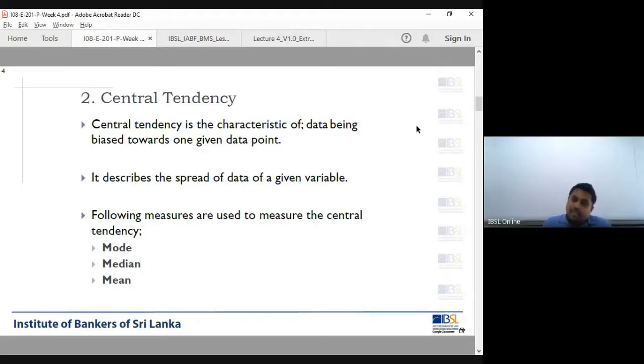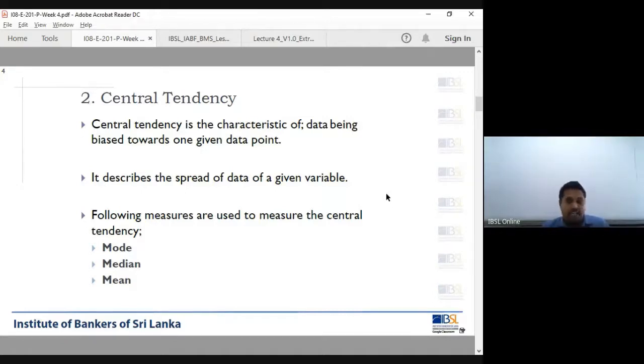So now that is where you need to understand that the entire data set could be represented by one given variable of central tendency that we are going to select. So that is why it is said it describes the spread of data of a given variable. Now, when you're using the central tendency measures, you need to understand that you are going to represent a data set by means of one value, or give an idea to your audience about a given data set by using one measure. So it's very important to define it clearly without any errors.